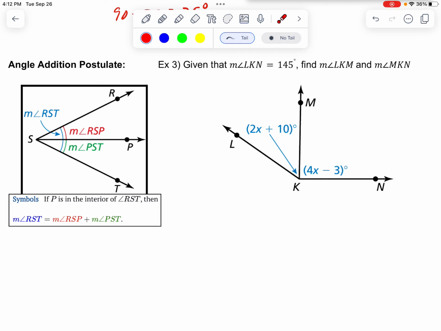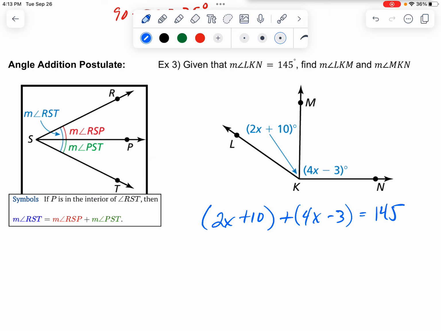So it tells us that the measure of LKN is 145. So this is LKN. So the entire thing is 145. And it wants us to find both of the smaller angles. So this angle over here and this angle over here. And what I know is, like we just said, this angle plus this angle have to add up to the whole, which is 145. So my equation is 2x plus 10 plus 4x minus 3 equals 145.